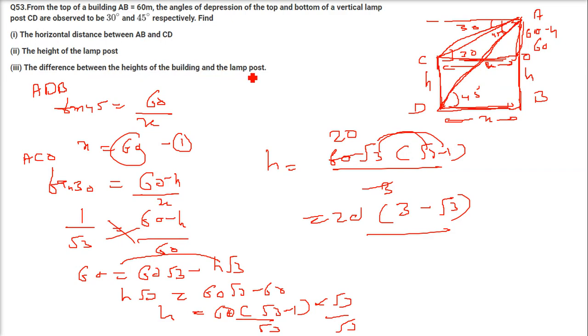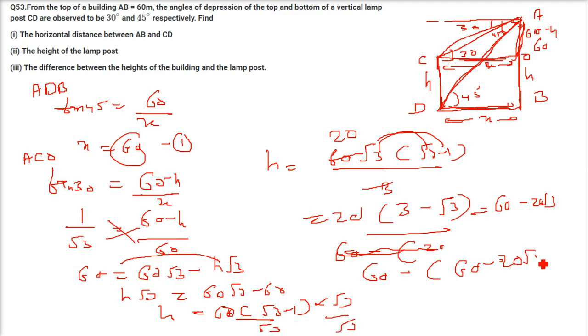And the difference between the height of the building and the lamp post. So you can find out 60 minus H. So you can find 60 minus 20, or you can say, let me just write this as 60 minus 20 root 3. So I'm doing 60 minus 20 root 3. So 60 minus 60 plus 20 root 3, this gets cancelled. So the difference of height between them is 20 root 3. So all of the thing we have got.